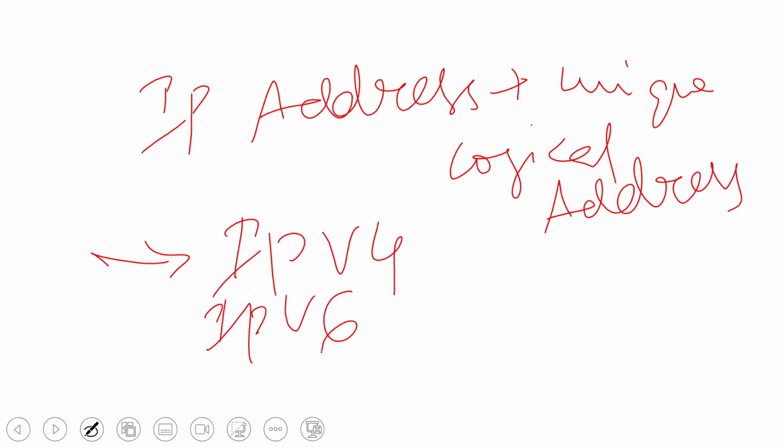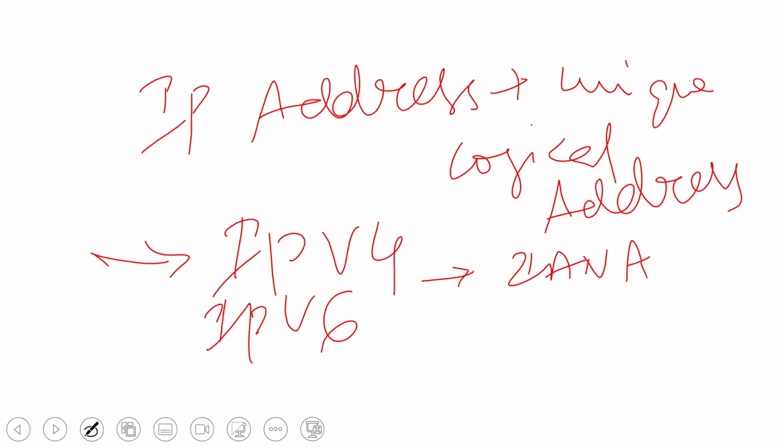We have IANA, which is the Internet Assigned Numbers Authority. This organization gives IP addresses to companies. For example, if I'm starting a company today and I want to connect to the internet, I need an IP address, right? So I have to go to IANA and ask for some IP space to use as IP addresses in my company. For that, we need IPv4.